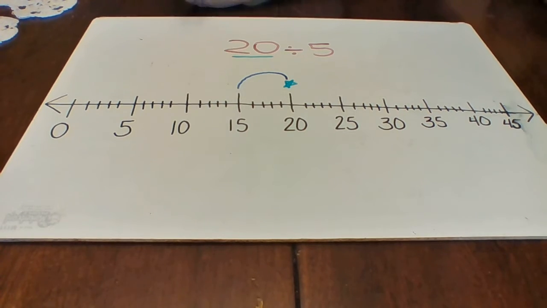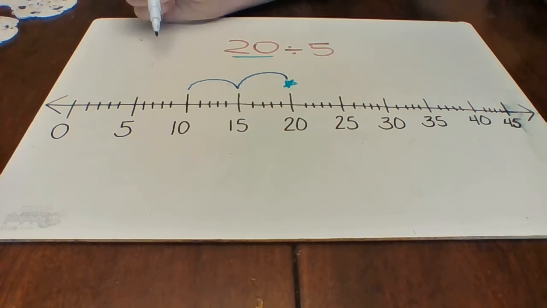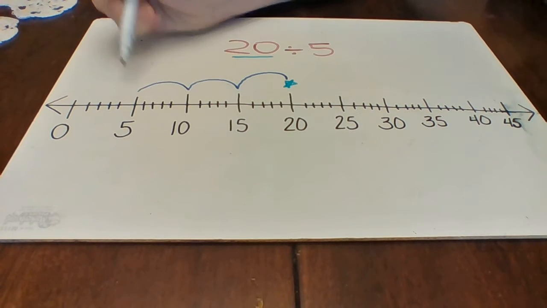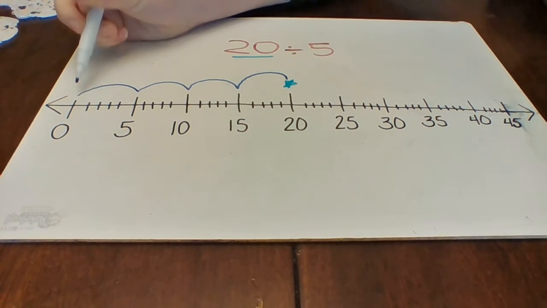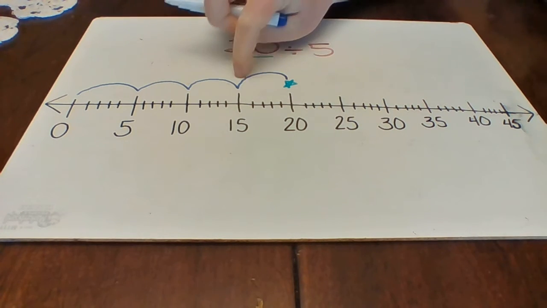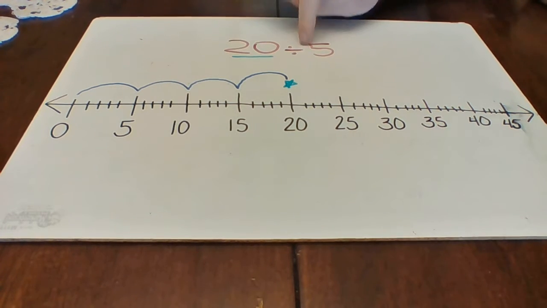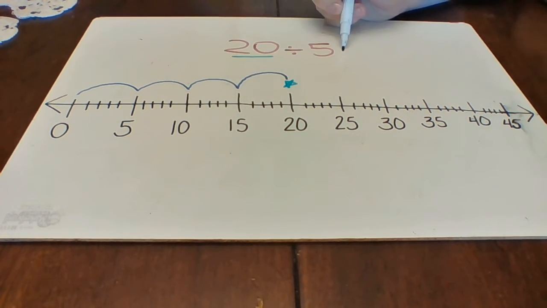Here's one jump. I'm not at 0, so I need to keep going. 2, 3, 4 jumps. I'm finally at 0. And now I can find out how many jumps I made. 1, 2, 3, 4. So 20 divided by 5 is 4 jumps.